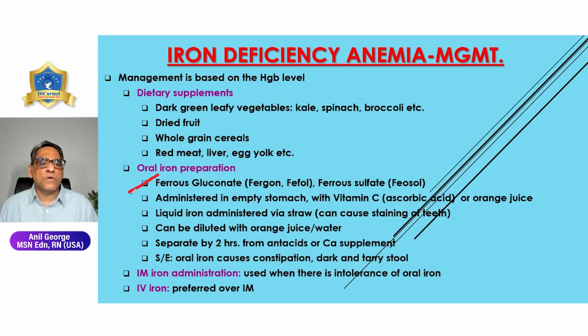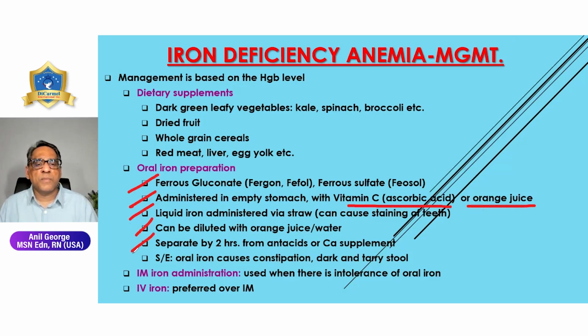The common products include ferrous gluconate and ferrous sulfate, with various brand names, and it's administered on an empty stomach with vitamin C. Now, vitamin C is ascorbic acid. Remember, iron is better absorbed in an acidic medium. That's why something which provides an acidic source is ideal: vitamin C or orange juice, which has vitamin C. Liquid iron is administered via straw, because it can cause staining of the teeth. Can be diluted with orange juice, water, etc.